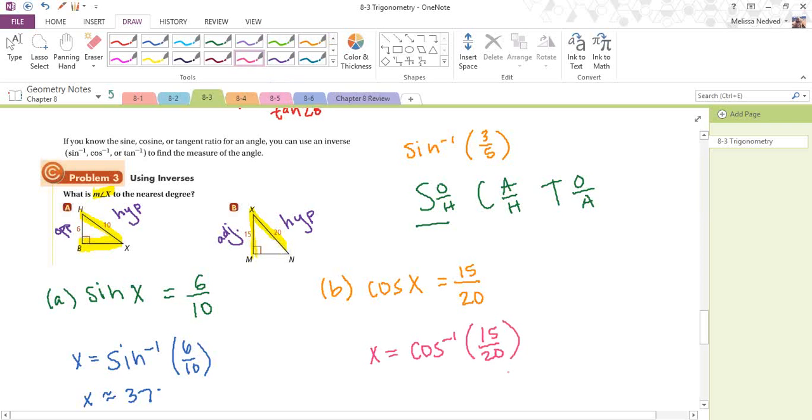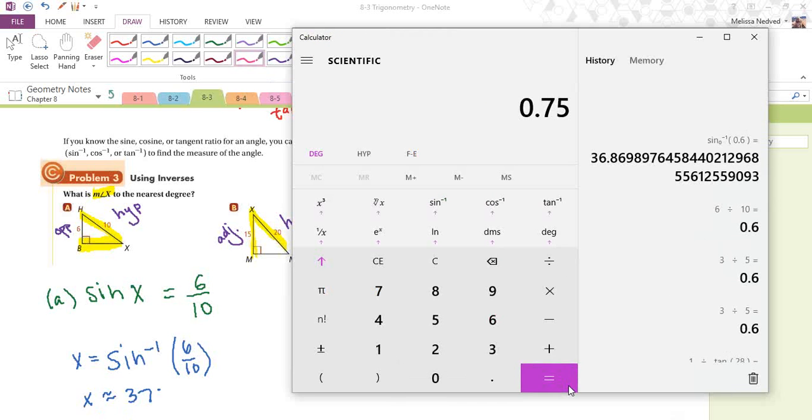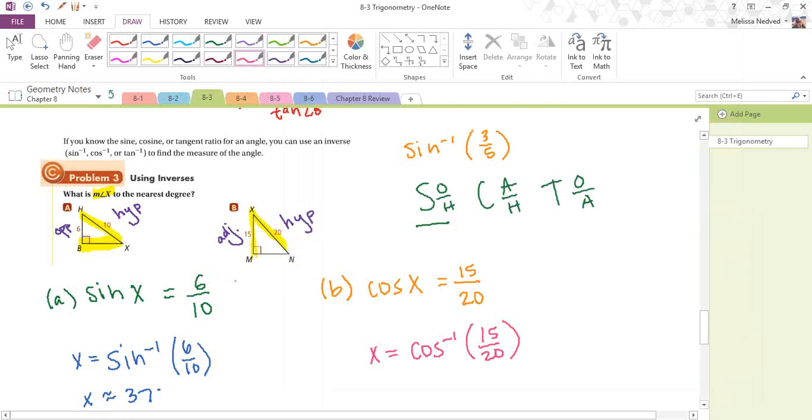And Nakia, this kind of comes back to your question from the beginning of the class. Do we need to simplify those fractions? We don't, because it just adds time, and in this case, we're not looking for that. We're looking for the actual answer. So we can just plug it in as 15 over 20, enter, inverse cosine, about 41 degrees. X is equal to about 41 degrees.